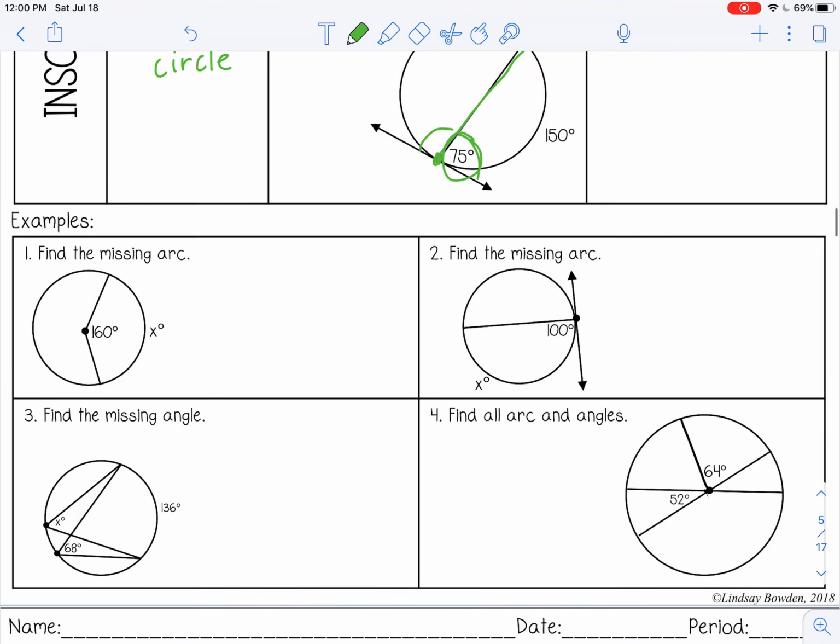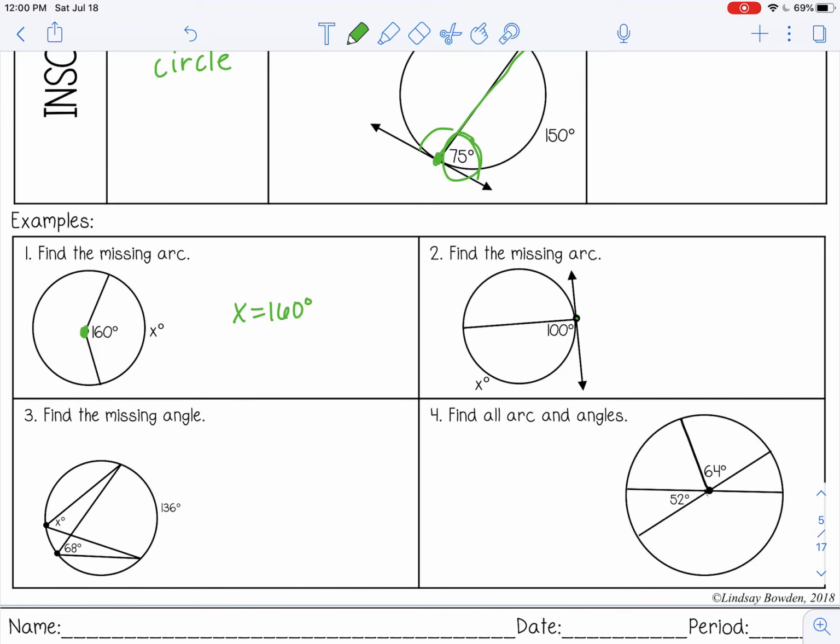And number 1, it says to find the missing arc. So first you want to determine, is this a central angle or an inscribed angle? And number 1, our vertex is the center of a circle, so it's central. So easy, the angle and the arc are the same. So the arc will be 160 degrees.